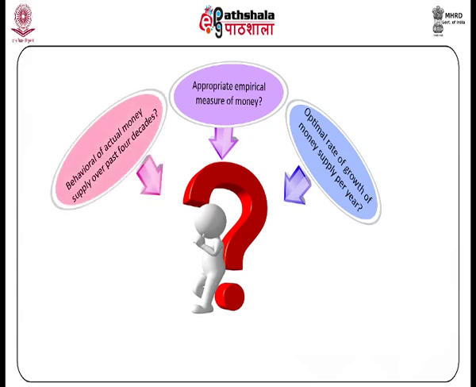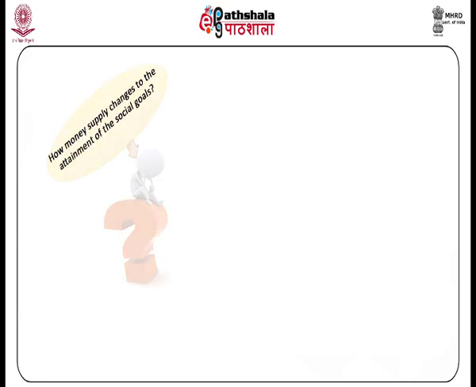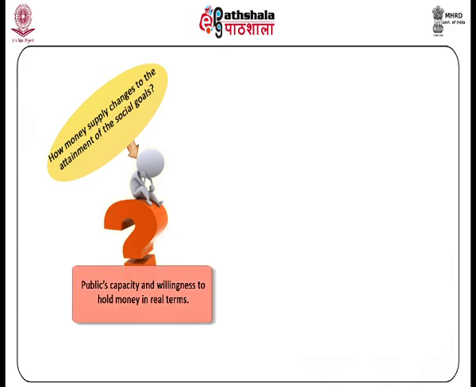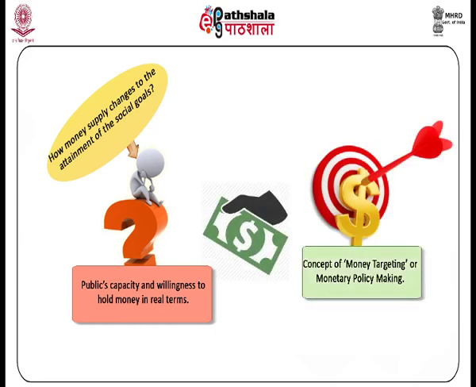Behavior of actual money supply over the past 4 decades. How money supply changes relate to the attainment of social goals. The explanation of this question is provided by the public's demand for real money. This demand indicates the public's absorptive capacity or willingness to hold money in real terms, given the values of the several specifiable key determinants of the public's demand for money. This point is central to the whole concept of money targeting or monetary policy making.